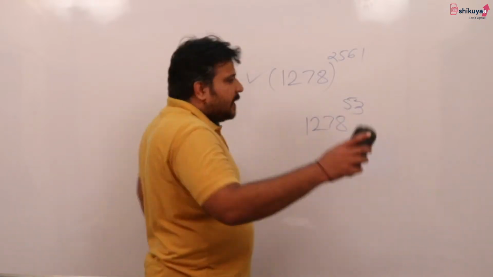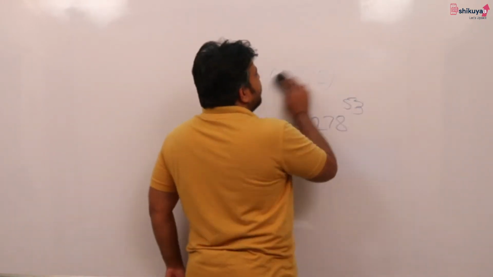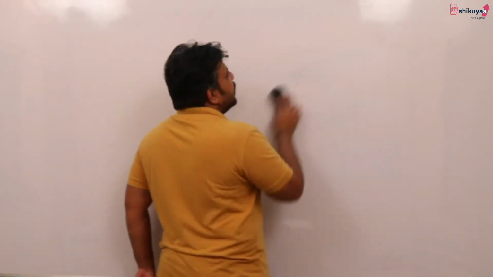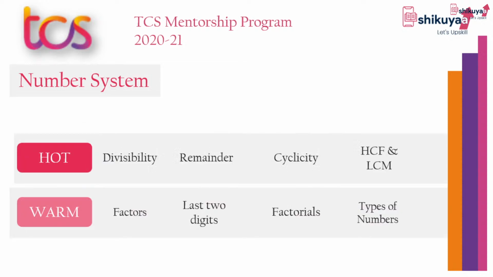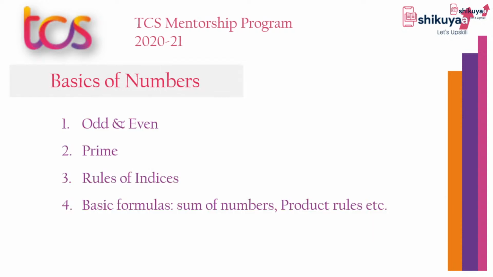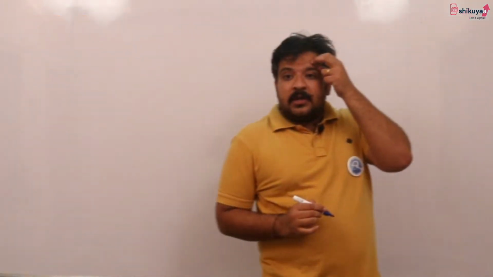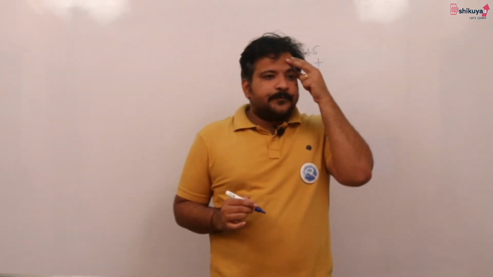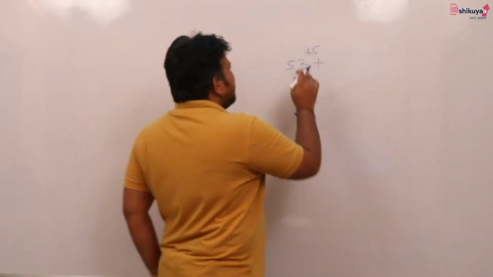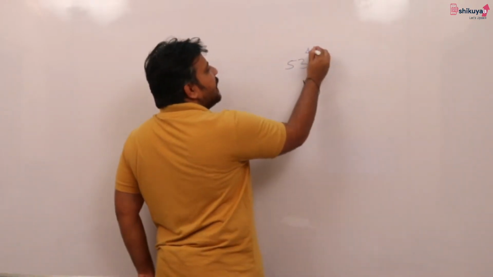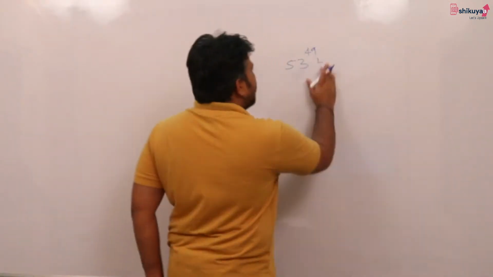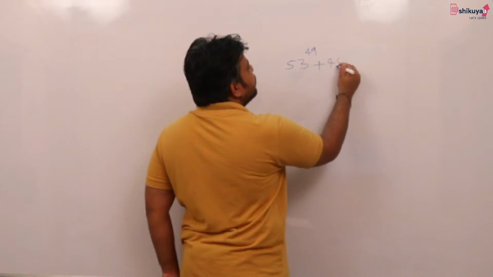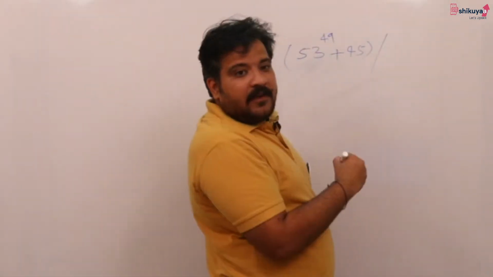Because in the earlier problem, when there was a question with 53 raised to something, I still remember the question was 53 raised to 45, I guess, plus how much? Jessica, can you just quickly help me out? Okay, so 53 raised to 49 plus 45, this is divided by 54.